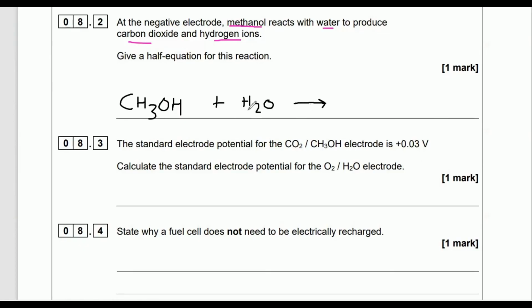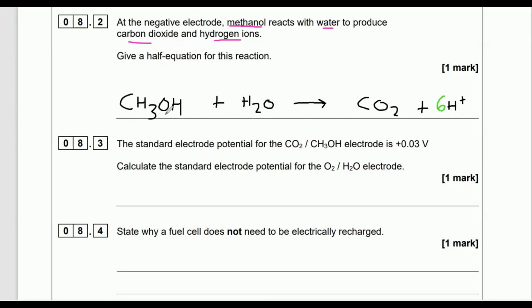Right, so I've got methanol plus water. It's going to make CO2 and H plus, and that's exactly what it told me where I've underlined in pink. So all I've got to do now is make sure the elements are all balanced. I can see straight away I've got one hydrogen and I've got two over here, but I've also got three there. So I've got six hydrogen on the left and only one over here. So straight away we need to whack in a six. Now I've got six hydrogens on the right and six hydrogen atoms on the left.